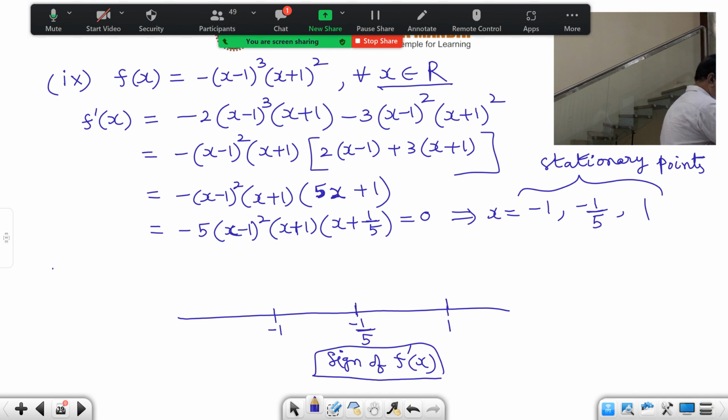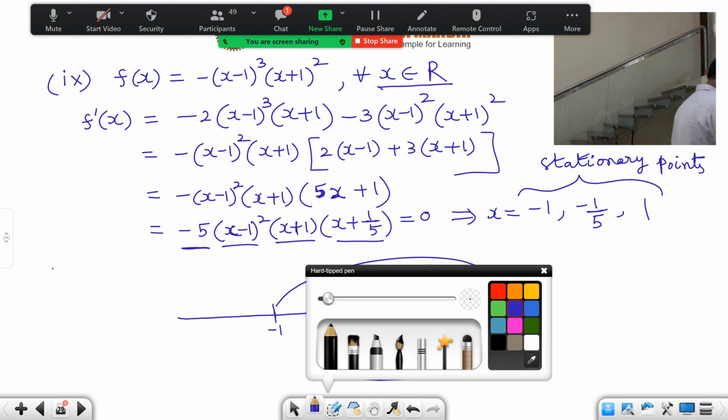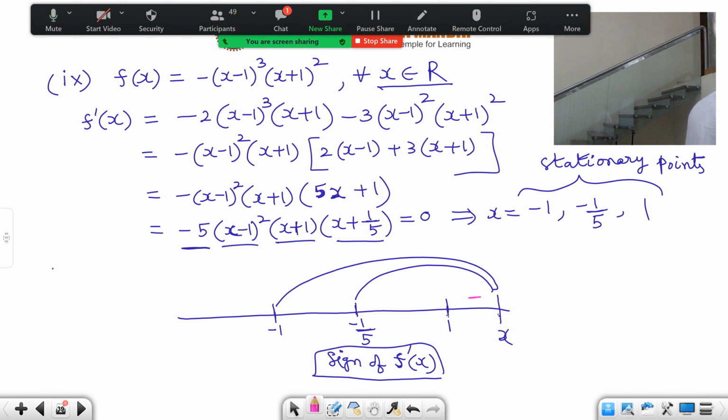I am explaining an important point. I think you might have forgotten it. Now suppose x is here, more than 1. What is the sign of (x minus 1) whole square? x minus 1 is positive, x plus 1 by 5 is positive, x plus 1 is also positive. So these three are positive, but before this minus 5 is there, so it is negative. So I will put the negative sign there first. The next point is very important. See, negative sign.